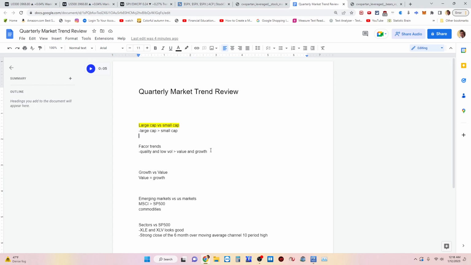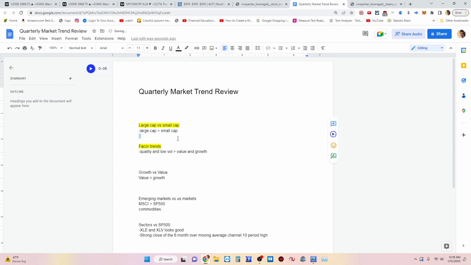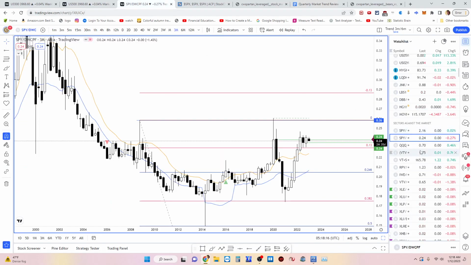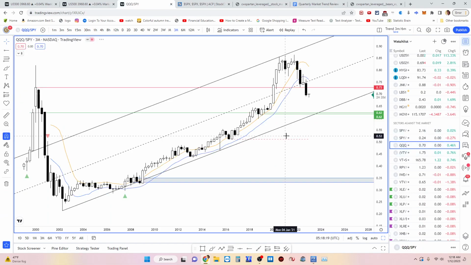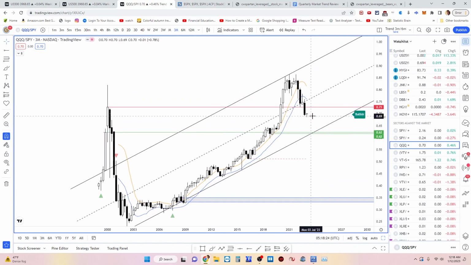So that concludes that. Factor trends. So factors are something like value, growth, quality, and low vol. And I like to put it in a formula. One factor trend is basically quality versus growth, and right now it's saying that it's kind of in a no man's land. And we could see based on the trend channel that there's a relationship, and we're kind of below the middle, but at the same time we're not really at a good spot to buy.